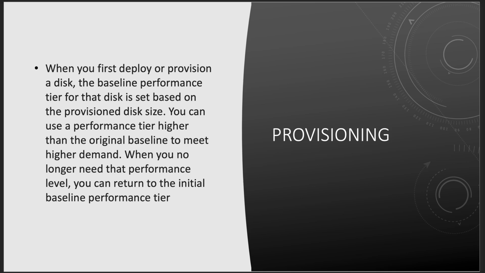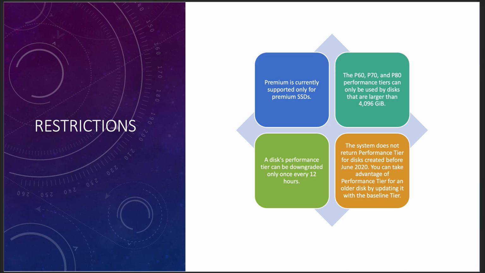So if you start off at P10 and all of a sudden you find you need to bounce up to P30 for, say, shopping or some special event, you can then go back to P10 when that event is over with, and that's something you can take care of. So there are some restrictions, though.